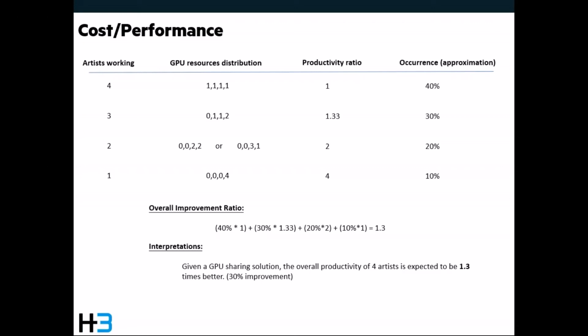So we get the improvement ratio under this situation, about 1.33. This is derived from 3 workloads, 2 of them rendered at a regular speed, and 1 of them rendered twice faster. And we'll do the same math for the rest of the situations as well. And if we average all 4 combinations, we will get an overall improvement rate around 1.3, meaning that given a GPU sharing solution, the productivity of the artists would increase by 30%. And the actual improvement rate depends on your usage.